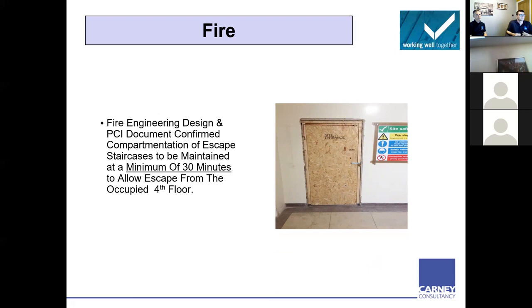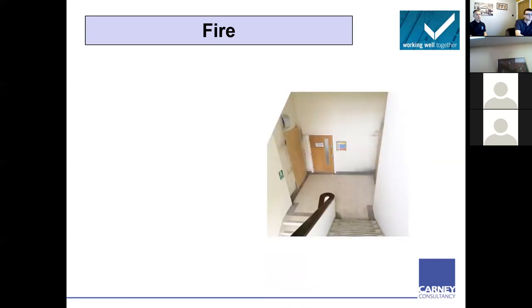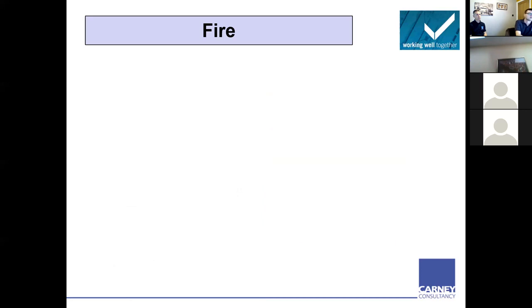There was a design done. The PCI detailed that there must be a means of escape on the staircase for a minimum of 30 minutes to allow escape from the occupied top floor. That was the door. Now, what's the fire resistance of a sheet of OSB? Well, there isn't one. So down the staircase, there was an OSB temporary hoarding, the compartmentation was gone.